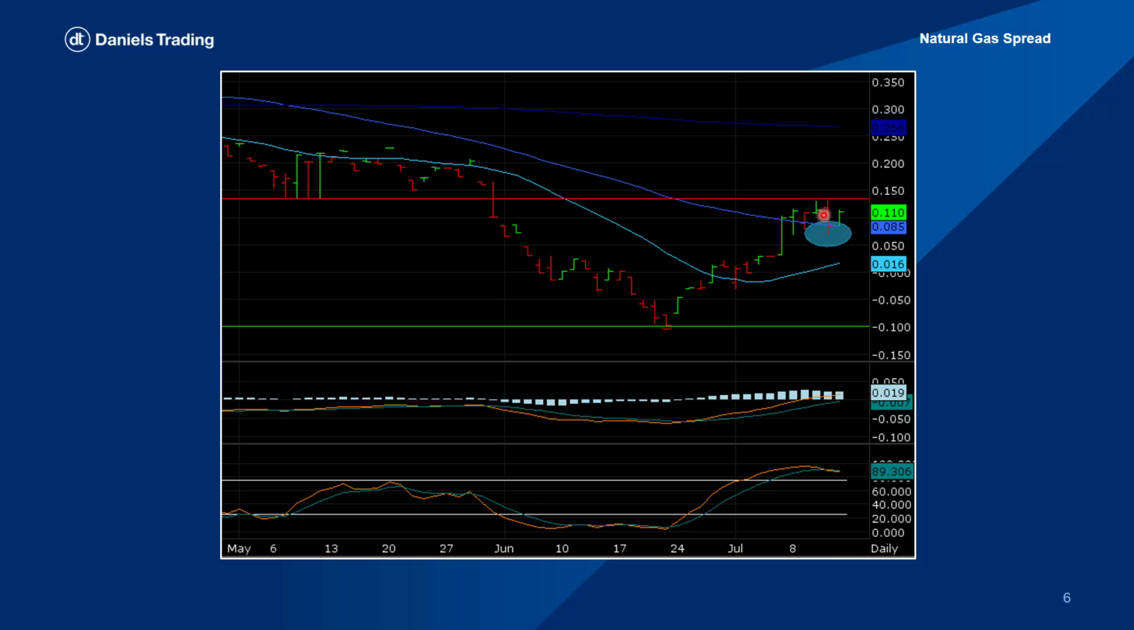So looking for this contract to narrow to zero and then widen negatively. Margin for this spread is just $935. Maintenance margin is $850. So it allows us to get into an energy market that can be volatile with less margin and potentially less risk.